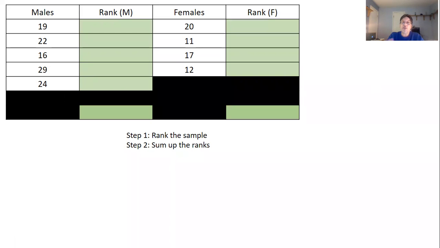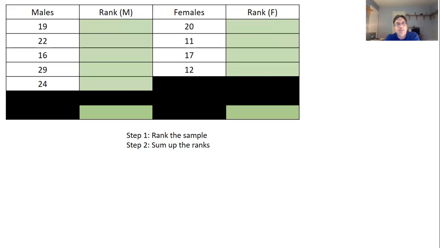Remember, we're treating this entire sample as one group, not ranking the males and ranking the females as separate entities. They're all combined as people when we do the rankings. Again, it doesn't matter which one has the one, where you start at the lowest score or the highest score, just be consistent and you will be fine. So rank the samples and then sum things up and come back and see where we stand.